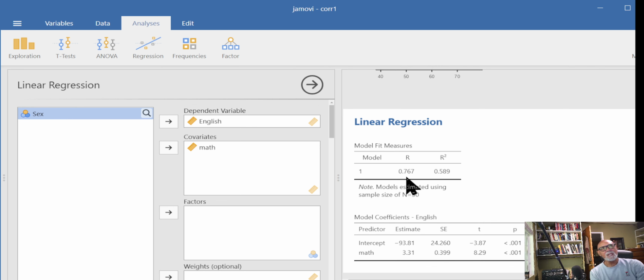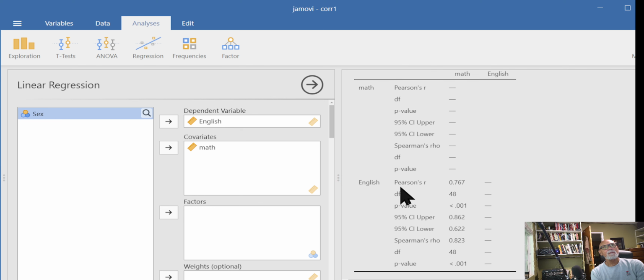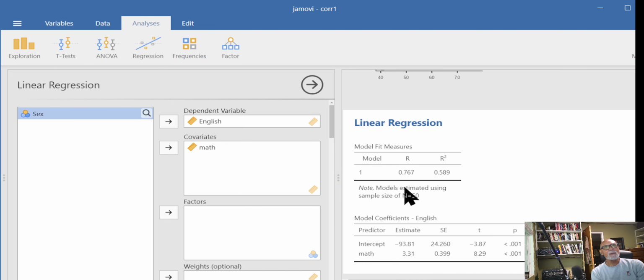And this tells us that we have the same .767 that we found up here for Pearson's. That is our regression R coefficient. And here's our R squared. And this tells us how much error we've explained by knowing the independent variable. So we've explained almost 60% of the variance in English by knowing the student's math score.